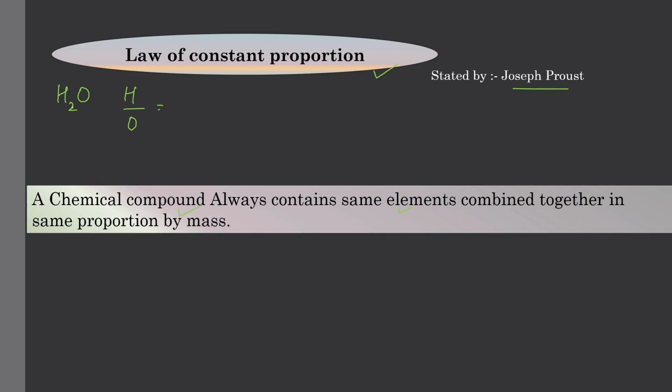So here let us take, because we know the mass of hydrogen is 1. Here we have a total of 2 hydrogen, multiplying this by 2.